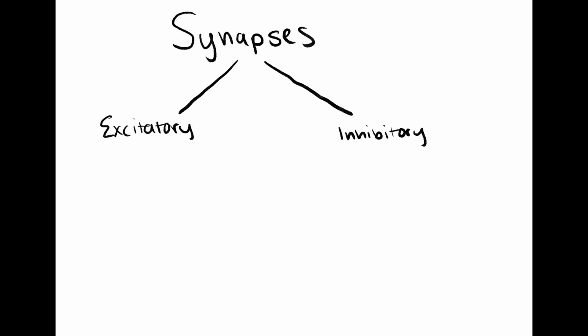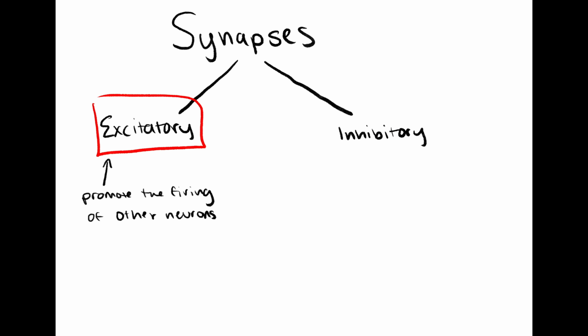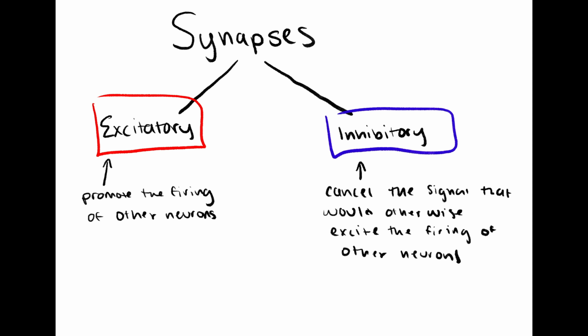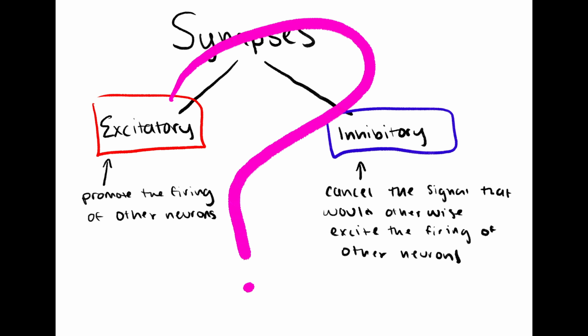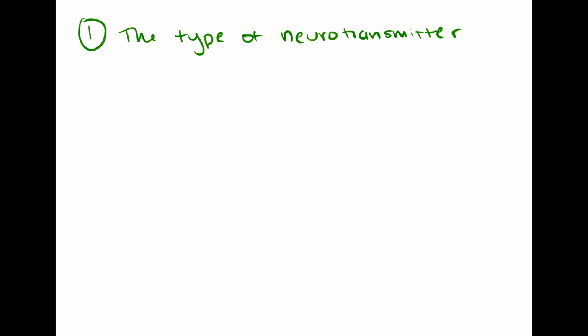Synapses can be excitatory or inhibitory. Excitatory synapses tend to promote the firing of another neuron. Inhibitory synapses can cancel the signal that would otherwise excite the firing of other neurons. Who regulates whether synaptic transmission is excitatory or inhibitory? The type of neurotransmitter and the postsynaptic receptor they bind to.